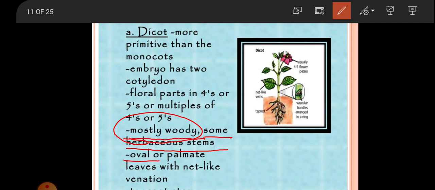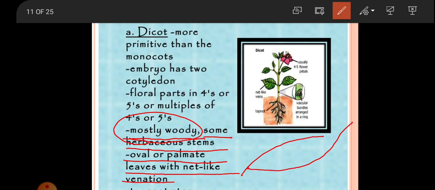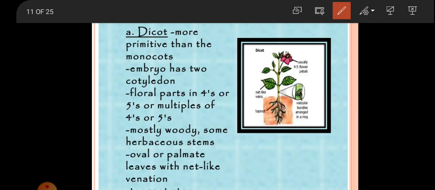And then next, oval or palmate leaves with net-like venation. So here the leaves are oval in shape, like this, or palmate in shape, and they have net-like venation, like this type of venation. This venation is known as reticulate venation. These are the characters of the dicot plant.